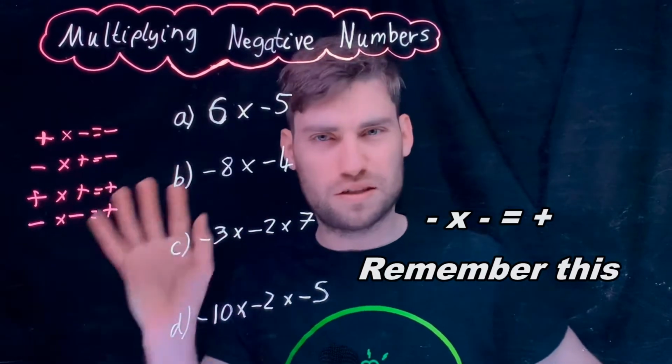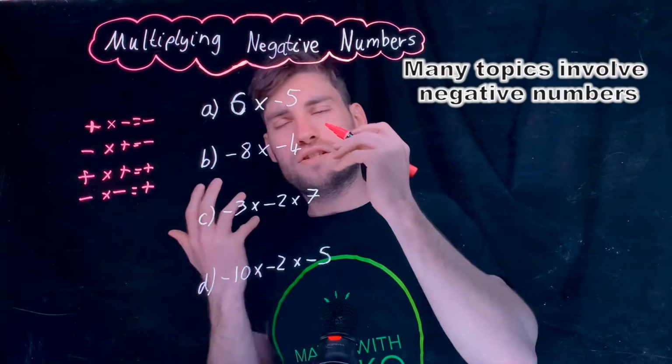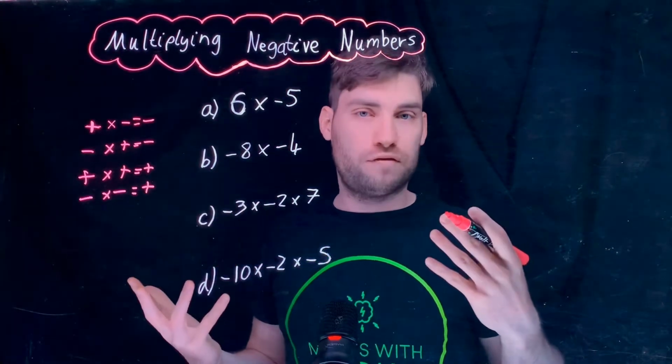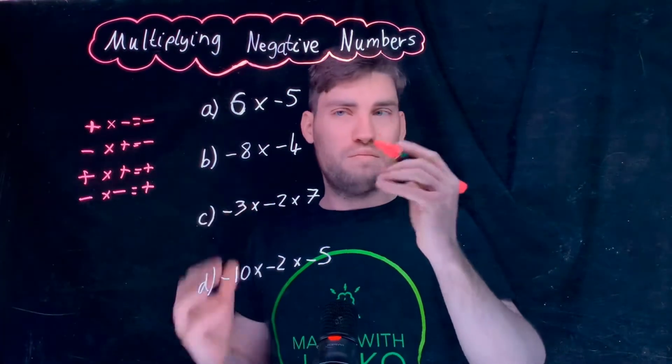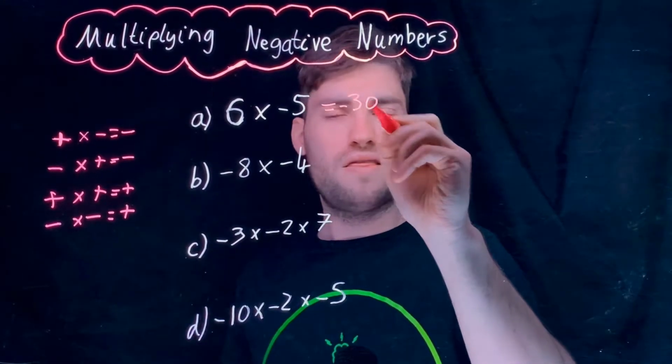Okay, some little things that we really need to make sure to remember, okay? Because it applies to a lot of other topics. So for example, on A, 6 multiplied by minus 5. Well, 6 times a positive 5 would be 30, because it's minus 5, that would be minus 30. Yeah, and that is it on this one.